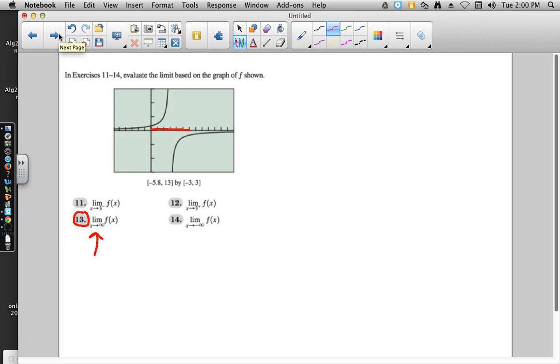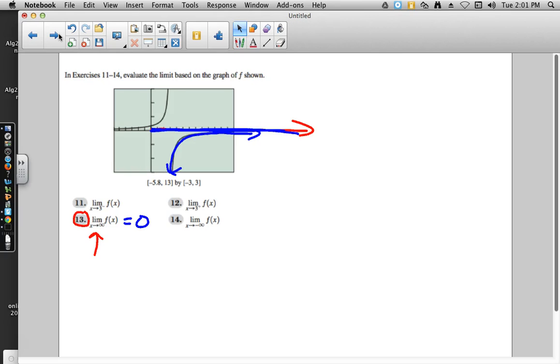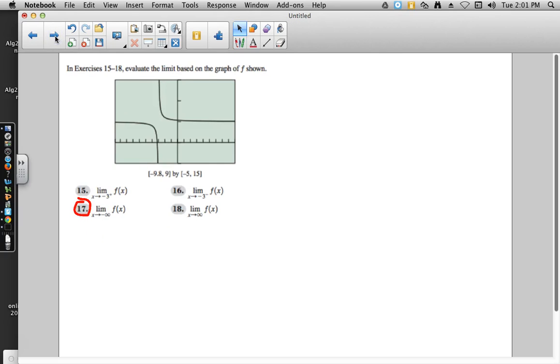So as we go to the right forever, what is this graph doing? Well, as we go to the right forever with this graph, f of x is approaching this line. And this line is the line y equals 0. The x-axis always has y equals 0 as its formal equation for a line.